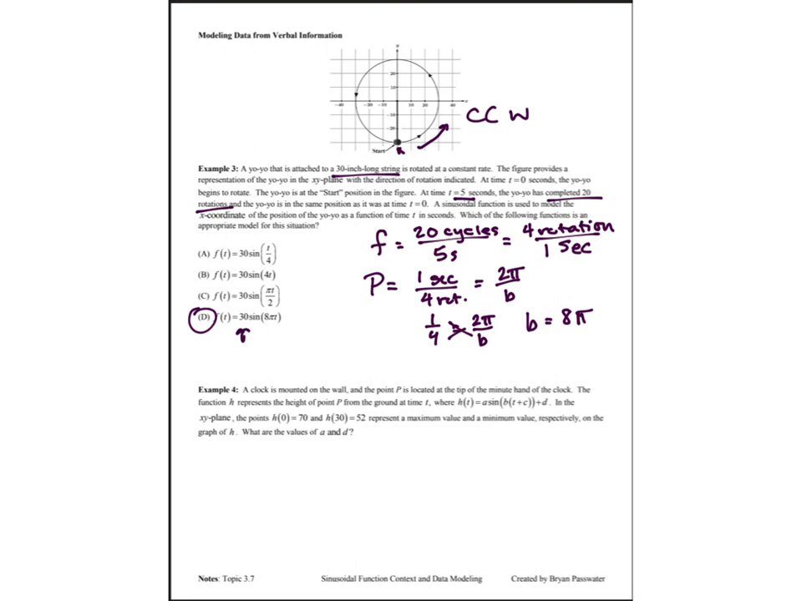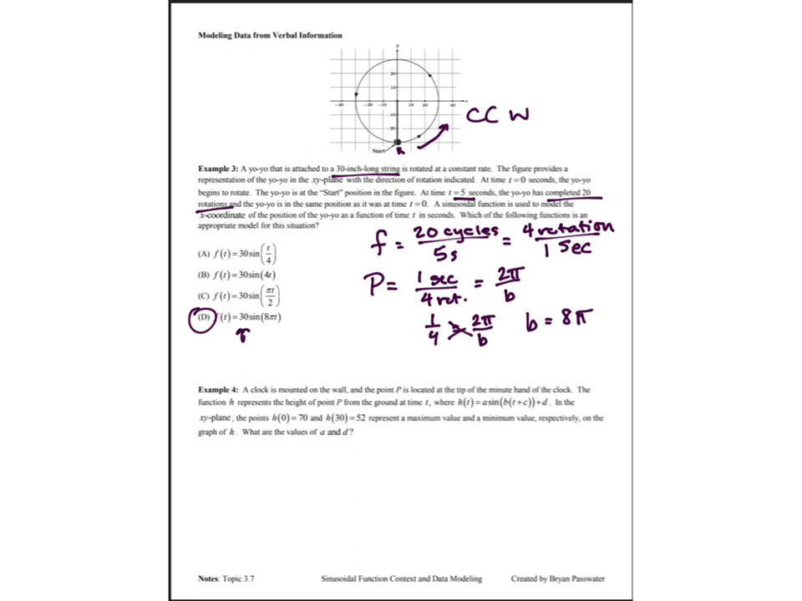D. Can we see how we got from frequency to the B value? We took the frequency, we flipped it to find the period, then we set that equal to 2 pi over B. Period is always 2 pi divided by B. And you solve for B. Okay.